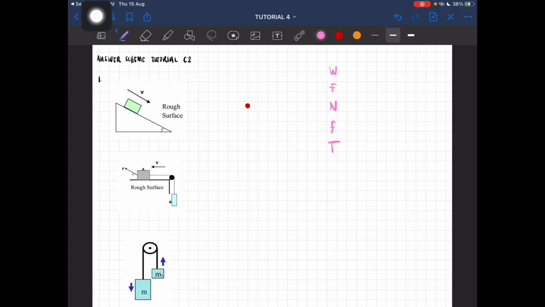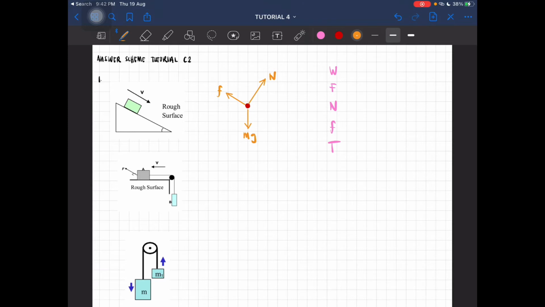So let's see. This one would have weight. It also says that it is a rough surface, so there is a force going against the velocity, which is the friction force. And then lastly we would have the normal force. So that is the types of forces present in this situation. This is the friction force, this is the normal force.